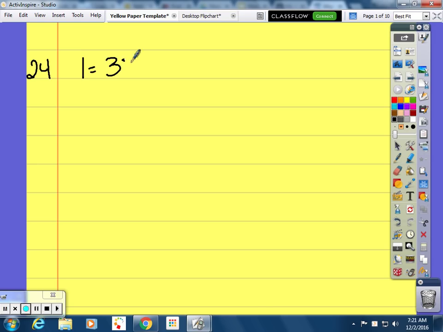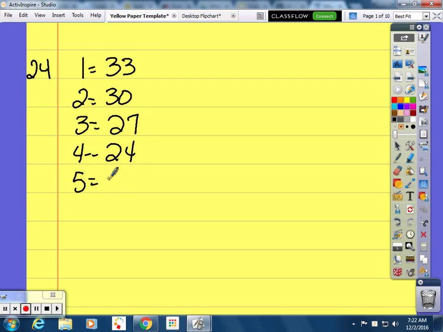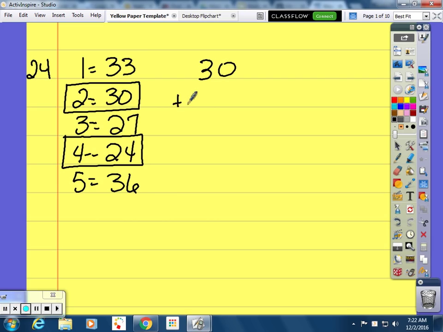1 was rolled 33 times. A 2 was rolled 30 times. A 3 was rolled 27 times. A 4 was rolled 24 times. A 5 was rolled 36 times. And it was only 1 through 5. And it wants to know even. So 2 is even, and 4 is even. So that was 30 plus 24, which is going to give me 54 times it was rolled.